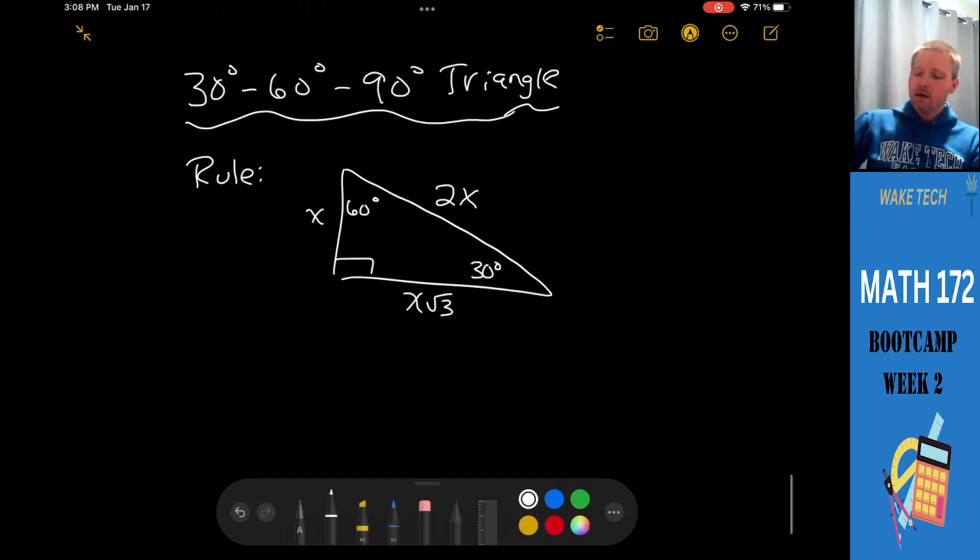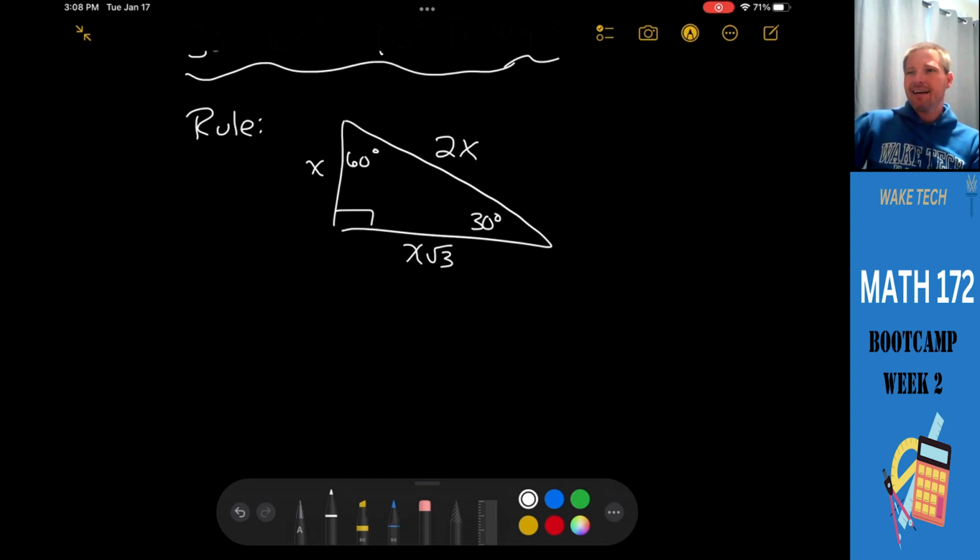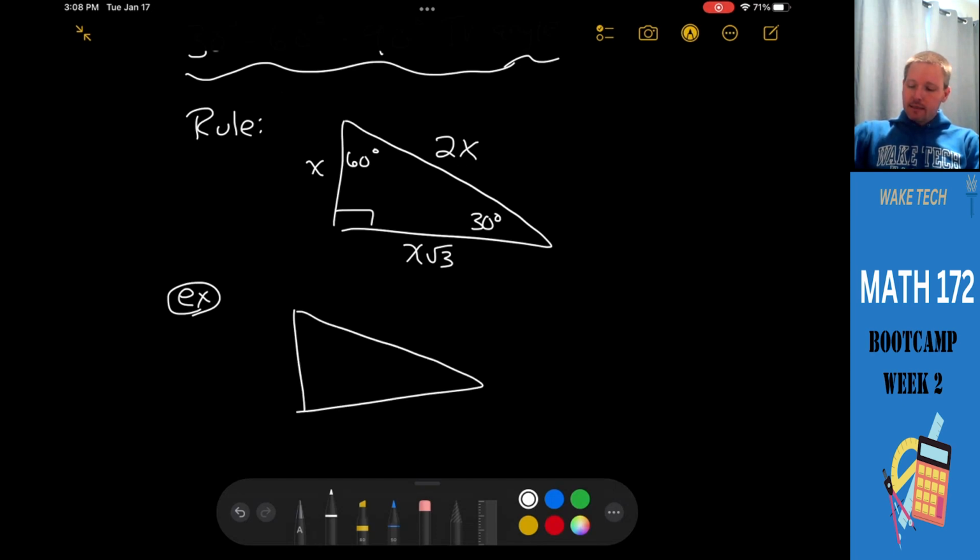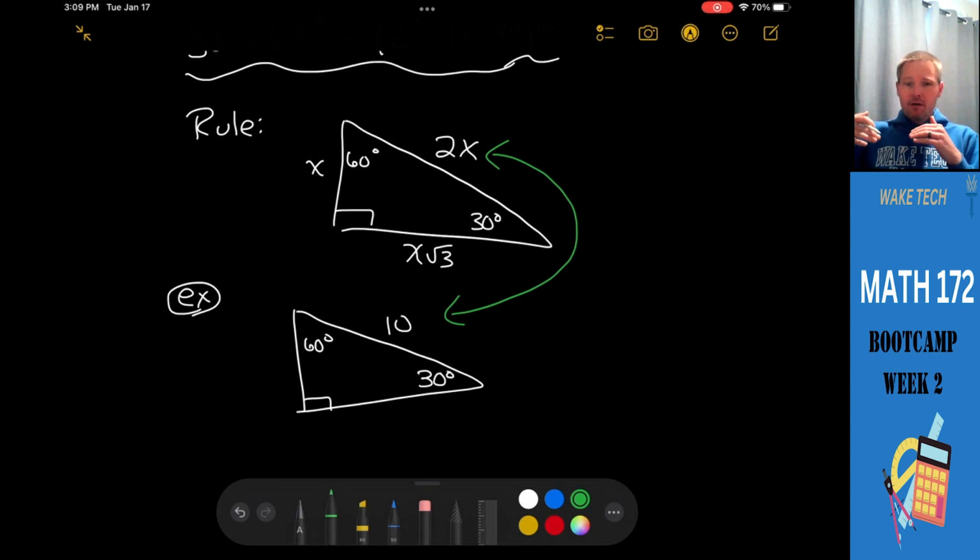And this is a rule in kind of the same sort of way that the quadratic formula is a rule. It's just a formula you apply to find solutions to a quadratic equation. And this is a rule you apply to find missing side lengths of a 30, 60, 90 triangle. And how we do that is, as long as we know just one of the side lengths, we can find the other two. The way we do that is by identifying what we know in the triangle we're working with and comparing it to what it relates to in the rule above.